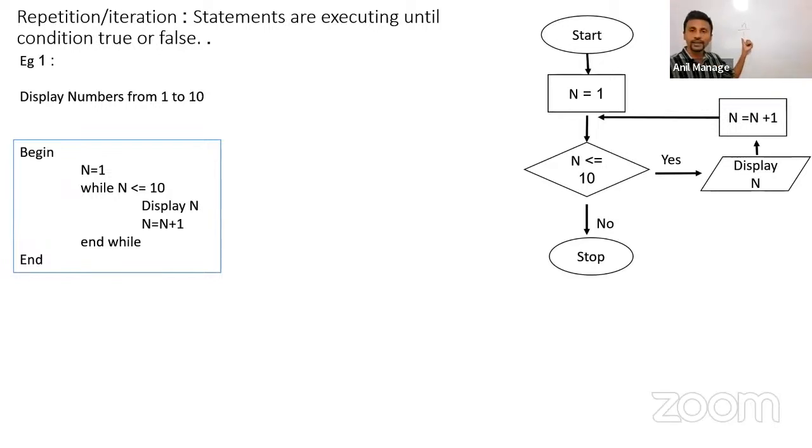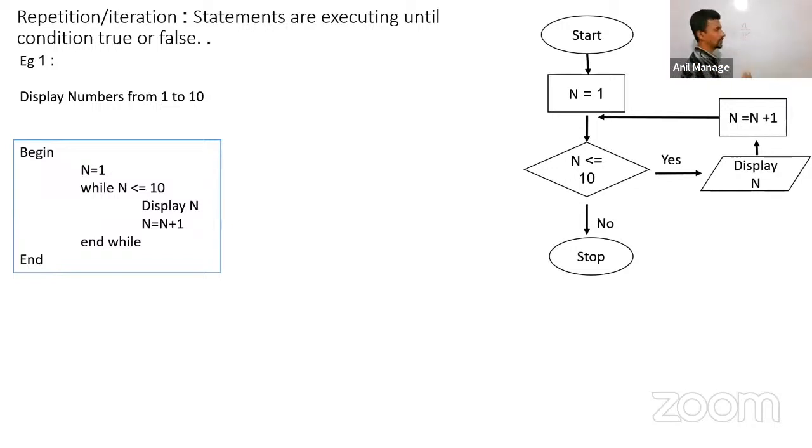N equal 1 at the beginning. So it is coming downwards and checking whether n less than or equal 10. Now n, what is the value? 1. 1 is less than 10. Yes, it is going to the yes side and display. N means 1 will be displayed. Now n equal n plus 1. N is 1. 1 plus 1, new n becomes 2.